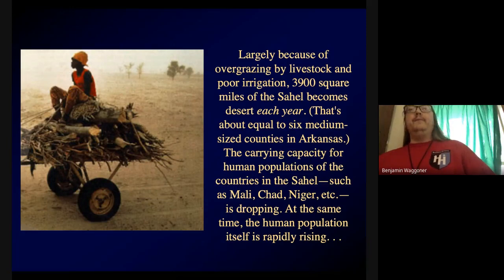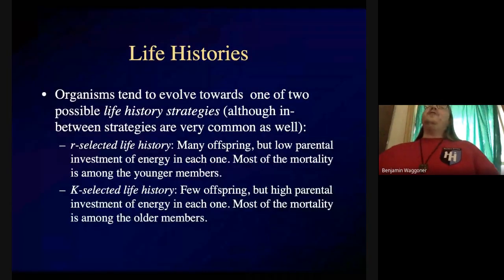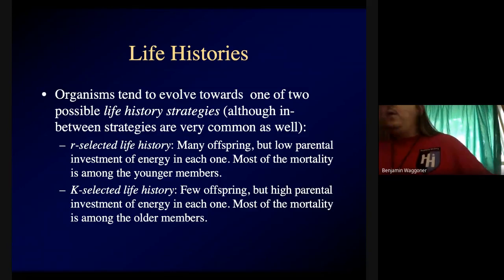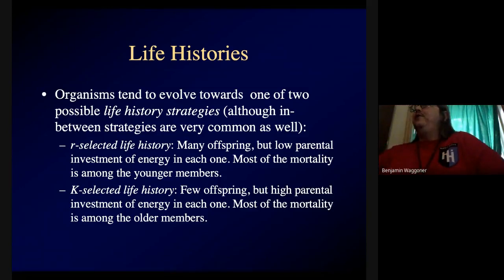Okay, right. Next thing. Organisms will tend to evolve towards one of two different life history strategies. What the heck is that? Well, a life history is basically everything that an organism does during its life: feeding, reproducing, resting, avoiding predators, whatever it does. And organisms will tend to evolve different strategies.